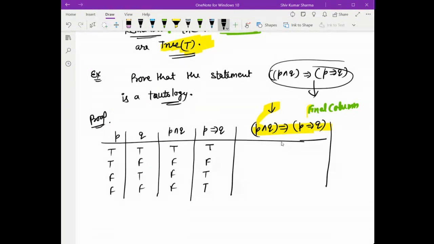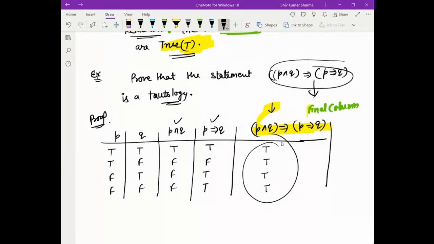The definition is that when P and Q are true, then P conditional Q is true, and if P is false, then P conditional Q is true. Only when P is true and Q is false, then P conditional Q is false. So remember the definition of the fourth connective. Now we take conditional again with both the columns. So true, true is true, false, false is true, false, true is true.